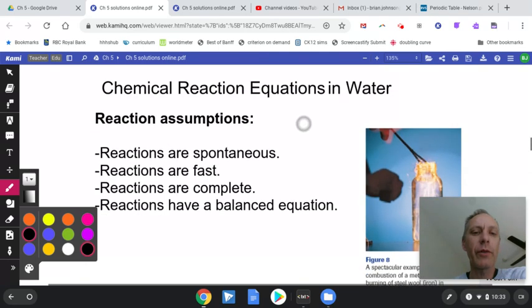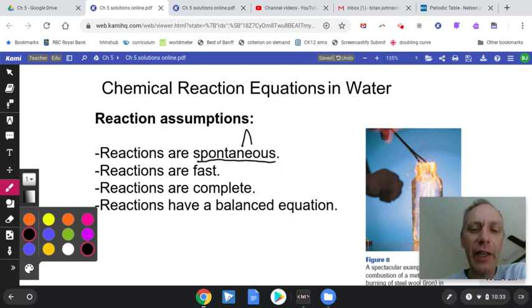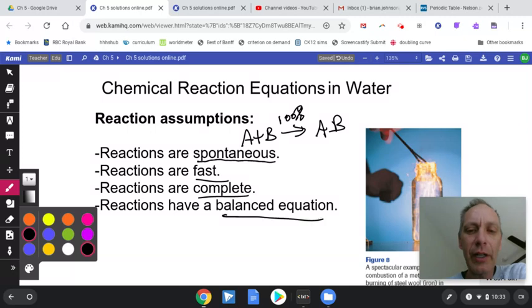Chemical reactions in water. So in your notes, you have a couple things to fill in. We assume that for all reactions in Chem 20, they're spontaneous. That means they just happen when you mix reactant A with reactant B. It goes forward and it happens fast and it's complete. By complete, we say 100% of it reacts and it's a balanced equation. So let's say that it looked like that. We'd put a 2 in front. So they happen on their own spontaneously. They happen very quickly. They happen 100% complete, and they always have a balanced chemical equation so that the moles of chemical are balanced on each side. So those are our 4 assumptions.